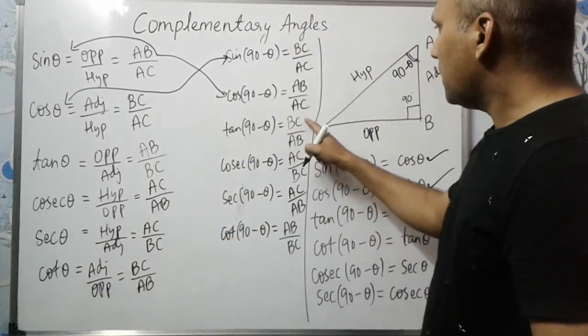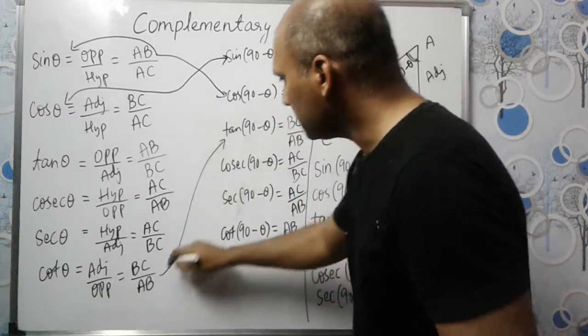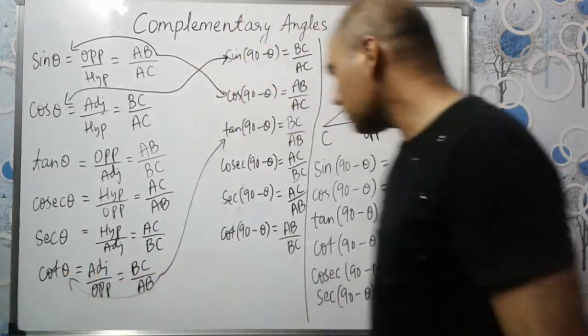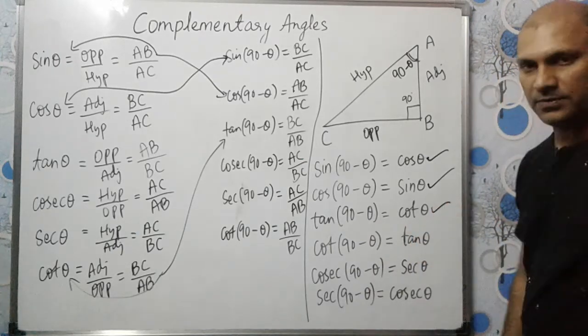Tan 90 minus theta, BC by AB. Where is BC by AB? BC by AB is here, which means tan 90 minus theta is equal to cot theta.